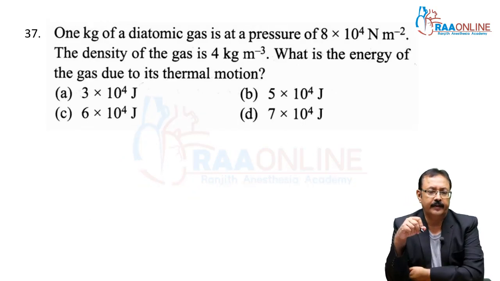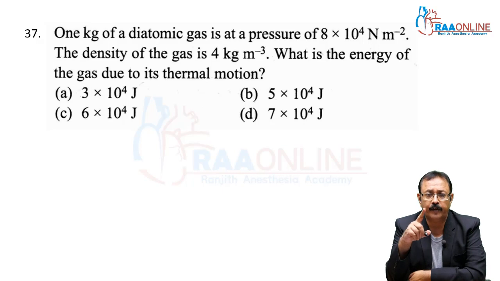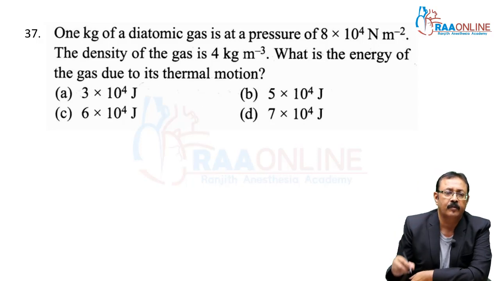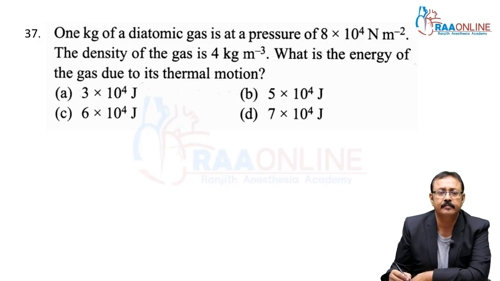Next, 37th: 1 kg of a diatomic gas at this pressure, the density of the gas was given. What is the energy of the gas due to thermal motion? You know that. What is the formula? What was the formula for P?